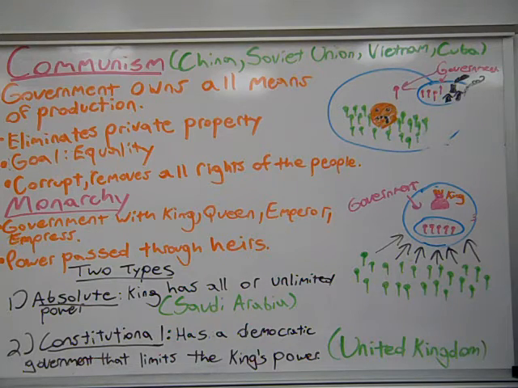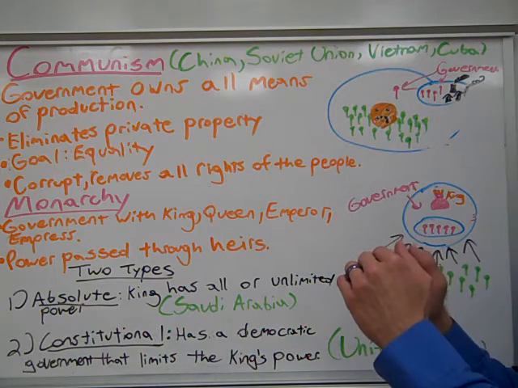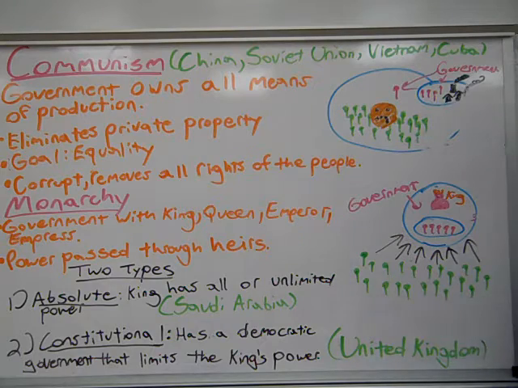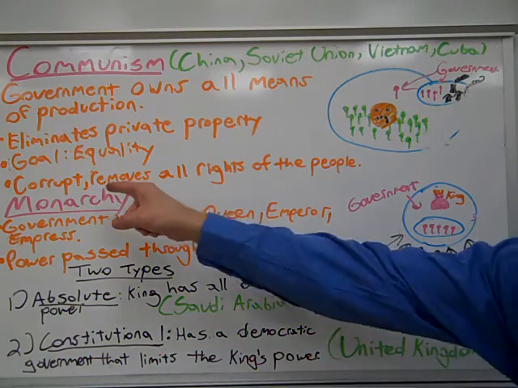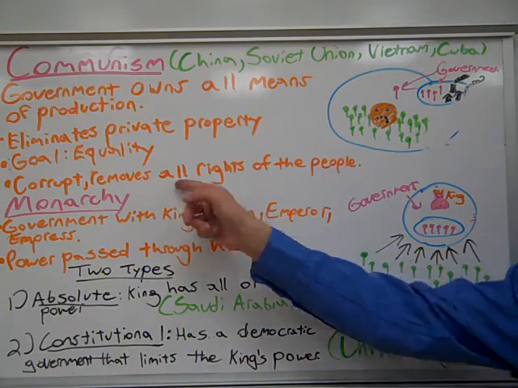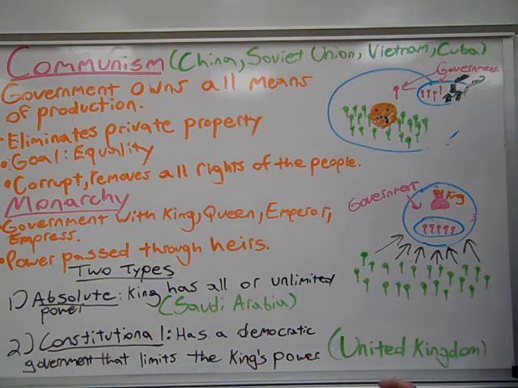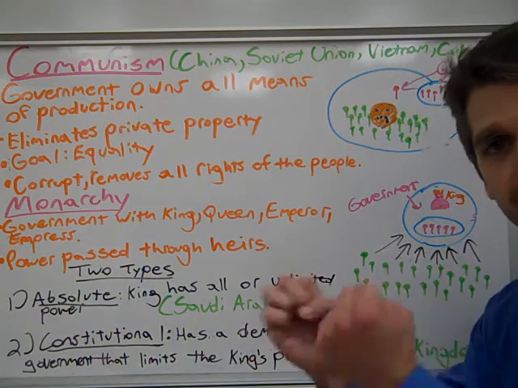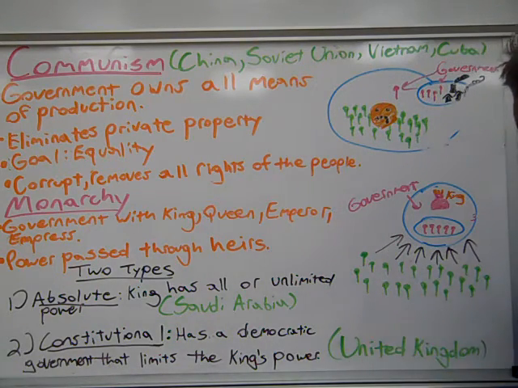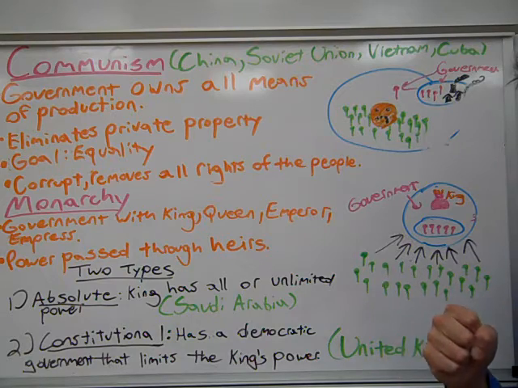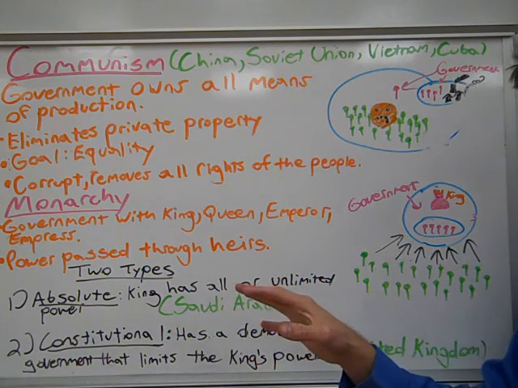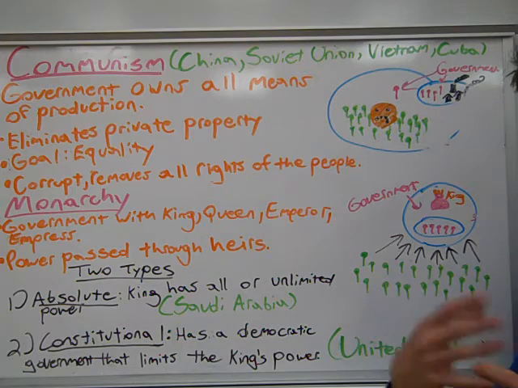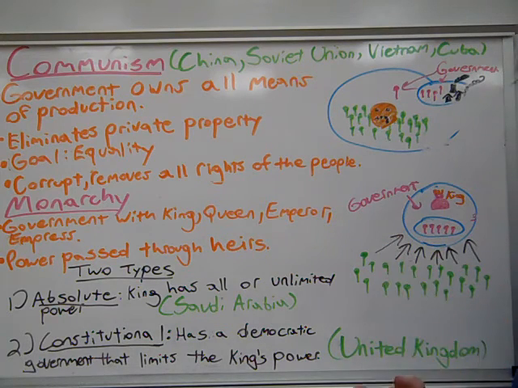Unfortunately, what often happens is everyone's equal, but as someone has said, they're equally miserable. And this often becomes corrupt. It removes all the rights of the people, because the idea, as Karl Marx laid it out, is that the government will take all private property and then it's going to give it back to the people and disband itself. But he never really specifies how the people are going to take control of the government.